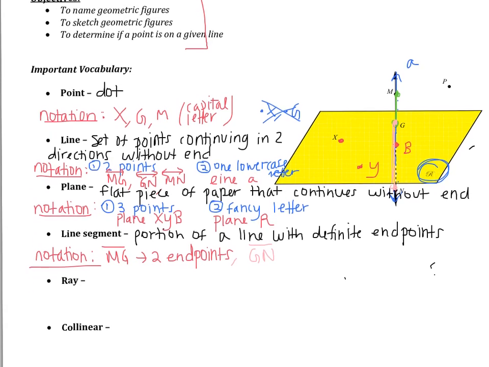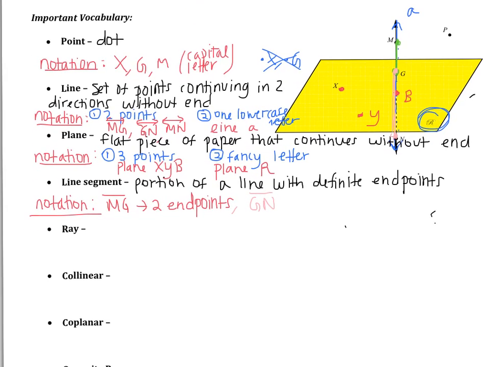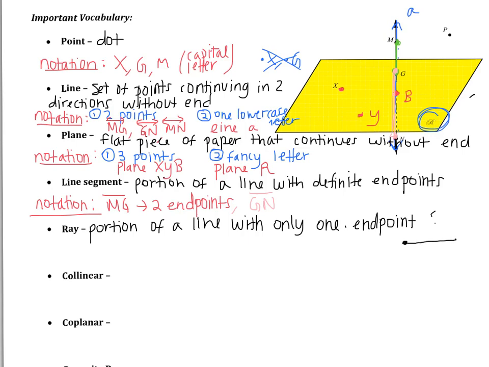Okay, moving on. A ray is a portion of a line with only one endpoint. So drawing it off to the side, it's going to have an endpoint, and then it's going to continue in one direction. So we'll continue in one direction, but not both.